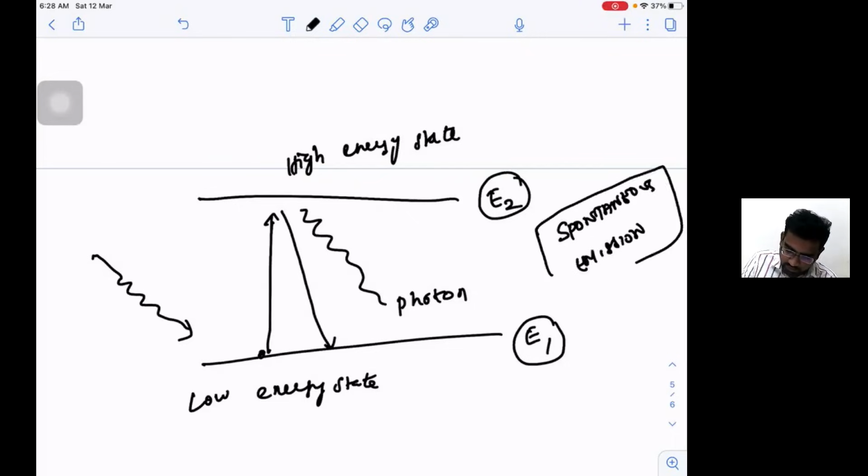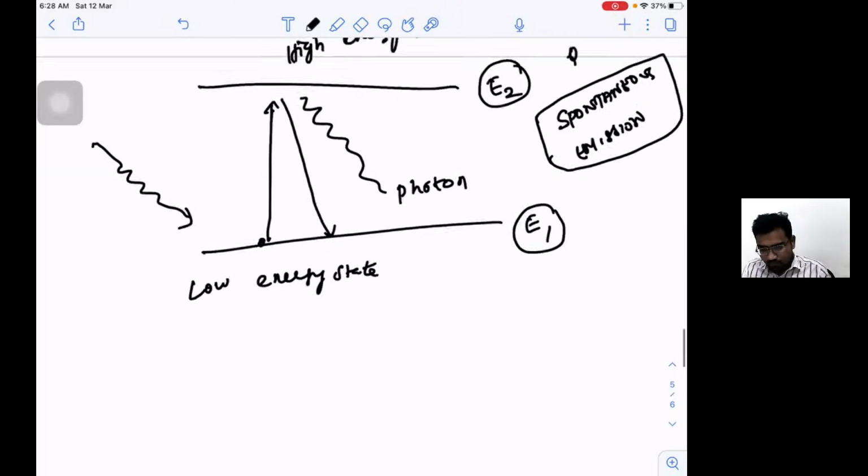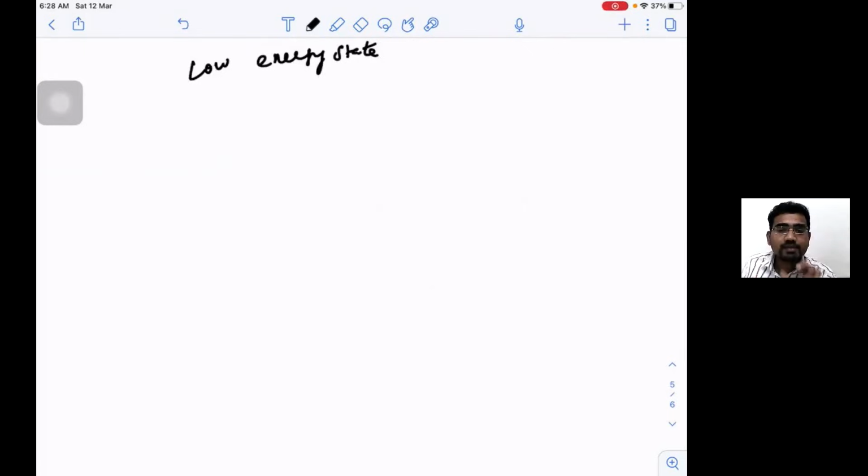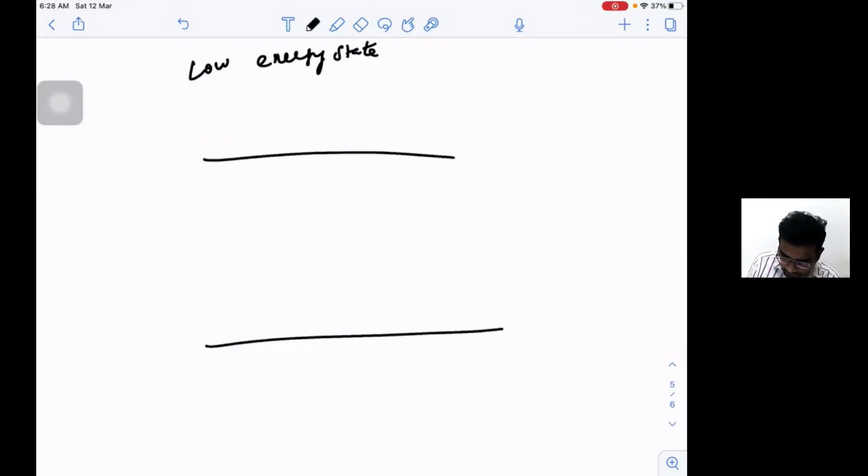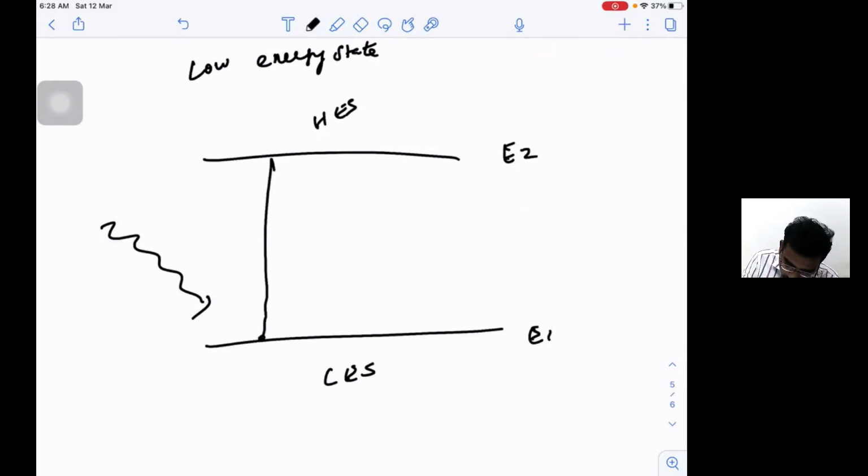Very important terminology, potential MCQ. Now, what happens in stimulated emission? In stimulated emission, the electrons are in the lower energy state, this is E1, this is E2, lower energy state, higher energy state, and whenever an incident photon hits the lower energy state, it is going to shift to the higher energy state. Very important. Listen carefully.